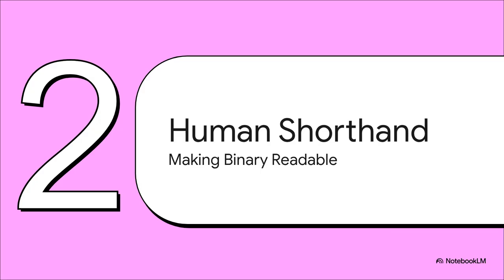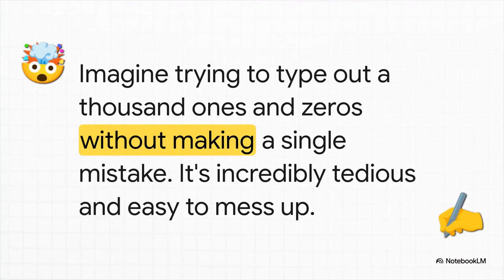All right, so computers are perfectly happy crunching away on these long, long strings of ones and zeros. But for us humans, trying to read that stuff is, well, it's a total nightmare. So we needed a better way to communicate with our machines. I mean, seriously, can you imagine trying to type out 1,000 ones and zeros without making a single typo? It would be incredibly slow, and you're almost guaranteed to mess it up.